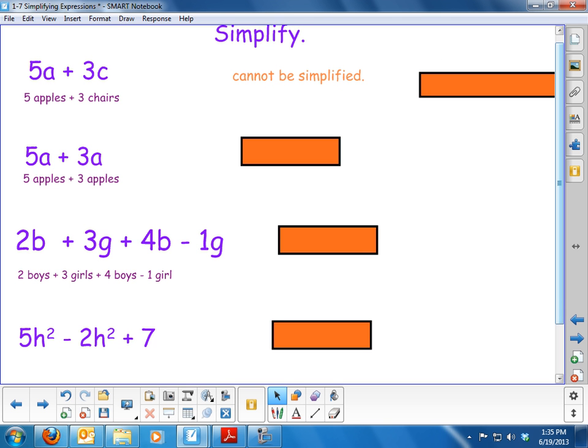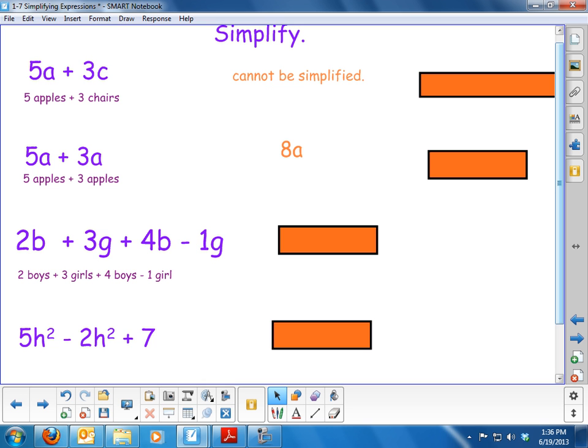Now the next example, 5a plus 3a. Those two terms are like terms because they have the same variable. The 5 and the 3 are different, but they're allowed to be different. The a's are the same. Those can be considered 5 apples plus 3 apples. We all know that is 8 apples, so that gives us 8a.